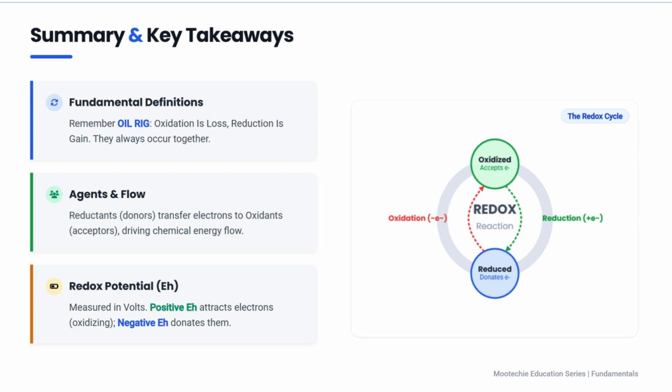A positive EH attracts electrons, meaning it's oxidizing, while a negative EH donates them, meaning it's reducing. Think of it as a continuous cycle. Oxidation involves losing electrons, reduction involves gaining them, and together they form a redox reaction that powers so much of our world.